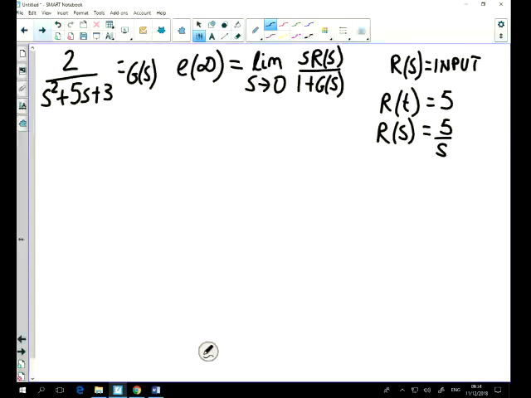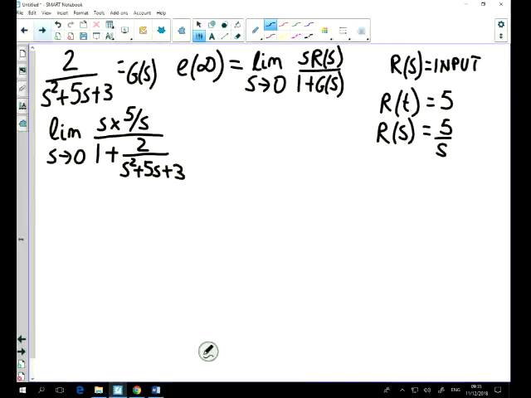So you're going to replace that in that equation. Okay, so let's put that into the equation. We've got the limit as s tends to 0 of s times 5 over s, over 1 plus G of s, which is this whole term here. That's just come from that final value theorem, which is quite a well-known mathematical theorem. I'm guessing you guys maybe don't really know it, but it's probably something you'll just have to learn, yeah? Right, so we can cancel out the s's here. So we just get left with 5 on the top line there.